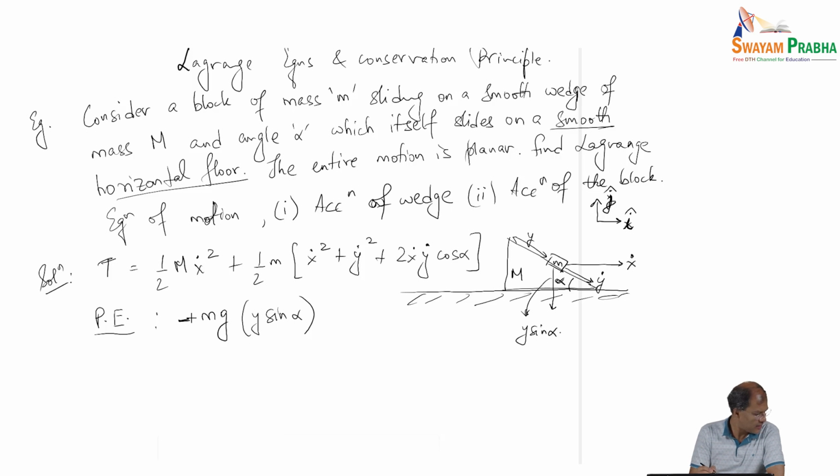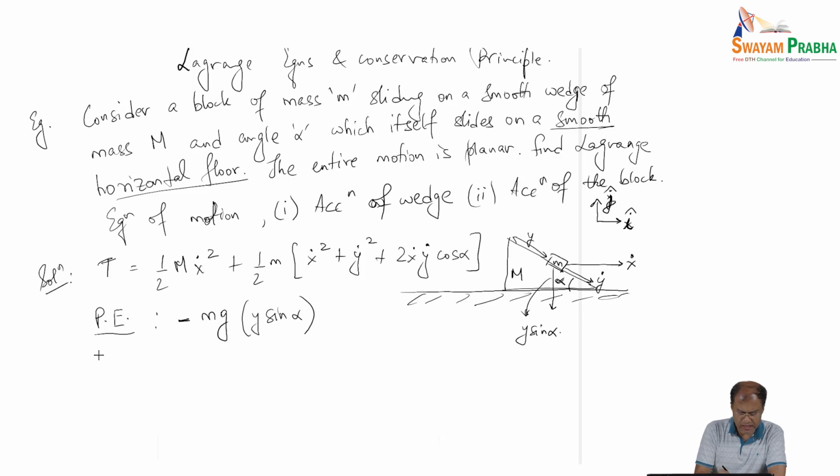Now we could write down the total energy, but we don't want that. We want to find the Lagrange equations of motion. Clearly there are two generalized coordinates, x and y, which means that for each generalized coordinate we are able to write the Lagrange equation of motion.